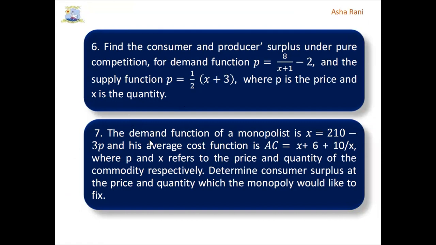Now, similarly, the demand function of a monopolist is x equals to 210 minus thrice p, and his average cost is given this, when p is the price and x refers the price and quantity respectively of the commodity. Determine consumer surplus at the price and quantity which the monopoly would like to fix. So we have solved here also. Demand and supply is equal for pure competition. So x equals to 1. And at x equals to 1, price will be 2. Just putting x equals to 1 in demand function.